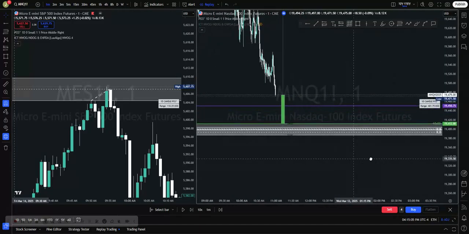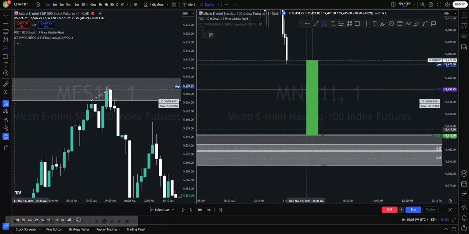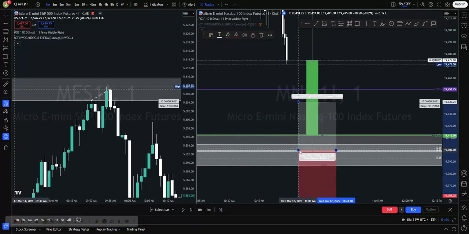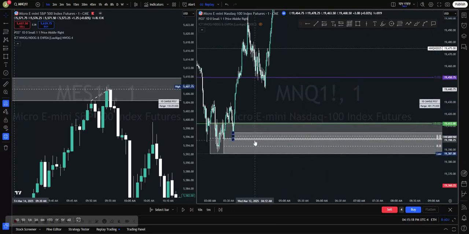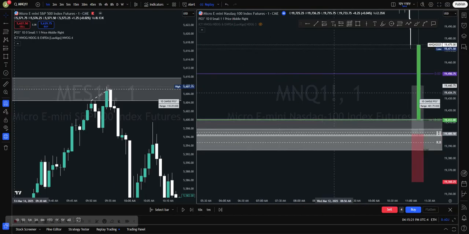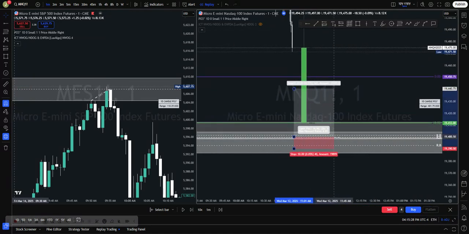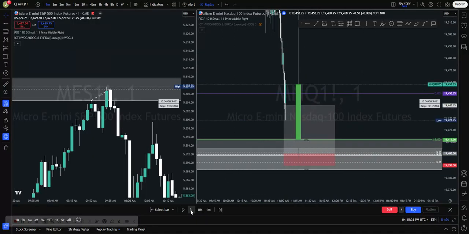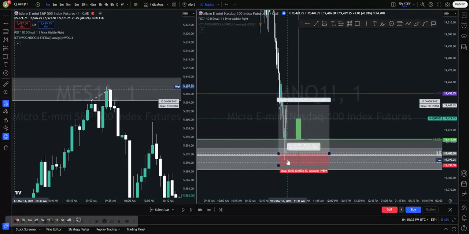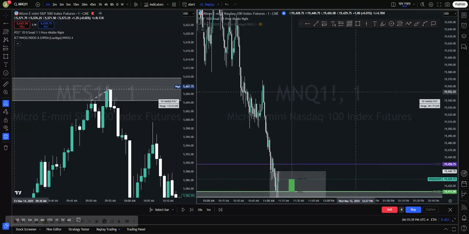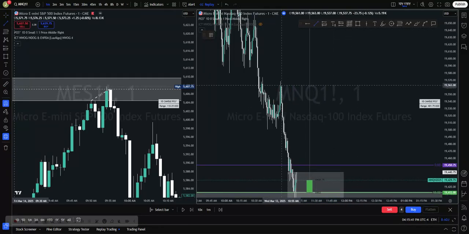And I decided to set my limit at 19400, which was the rejection block of, I believe, the 1 hour, because higher time frame, higher confluence. And I put a 10-point stop loss. And so if you let it run, you see I get tapped in right here. Very minimal drawdown. And I targeted opposing liquidity here.